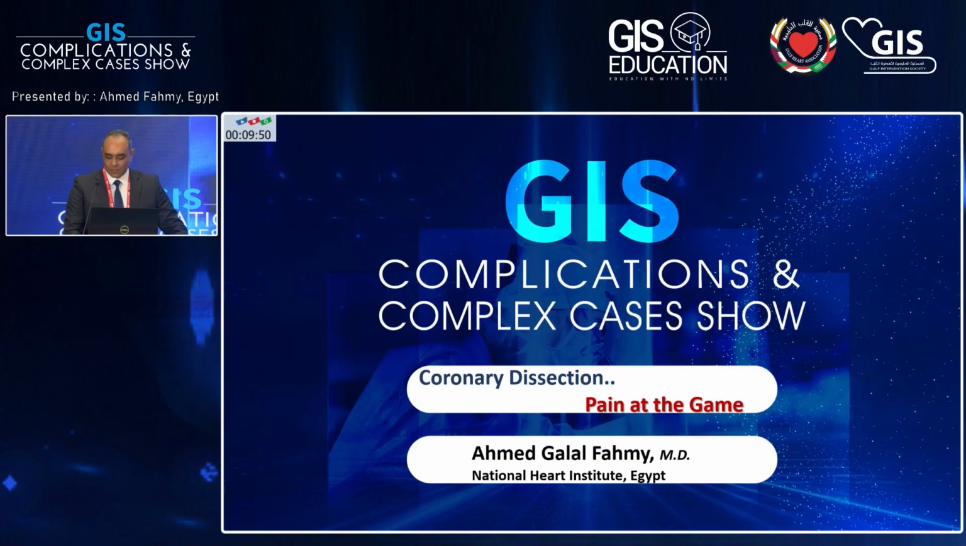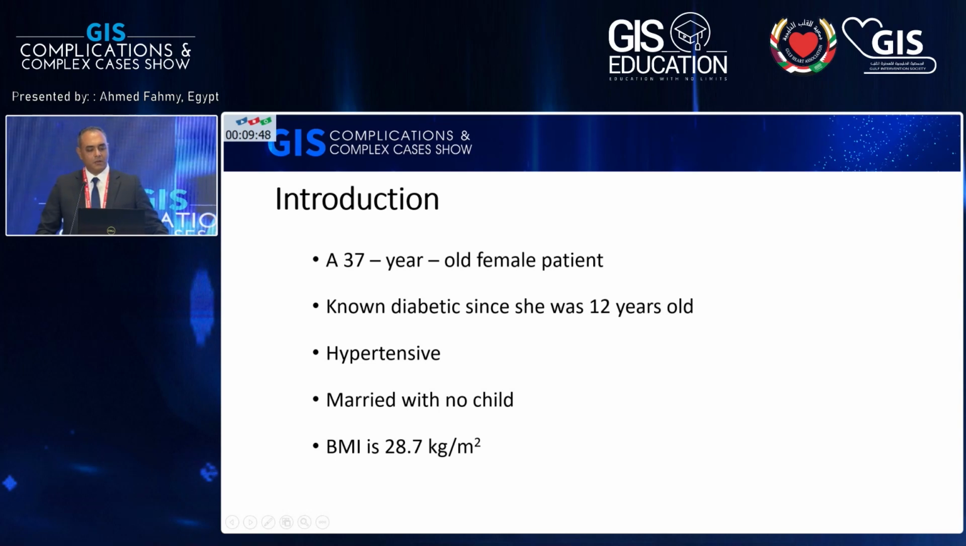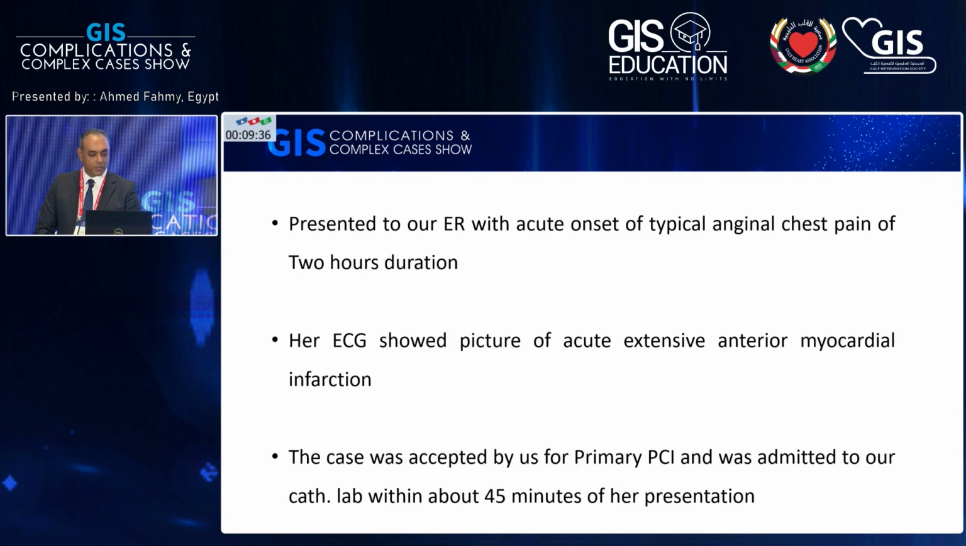My case is about coronary dissection. I will get in quickly. My patient is a 37-year-old female, known diabetic since she was 12 years old, hypertensive, married with no child. Her body mass index is 28.7 kilograms per meter square.